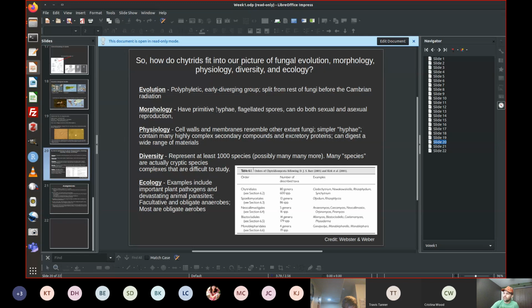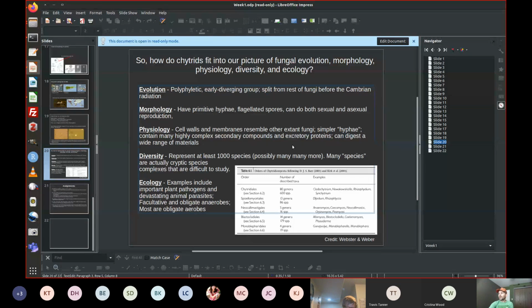Morphology, they are hyphal, so we know that hyphae evolved really early in fungal evolution. They've got flagellated spores, just like animals. Okay, so that fits in with what we know about what's similar between animals and fungi because of common ancestry. They can do sexual and asexual reproduction, like the rest of what we'll see in fungi.